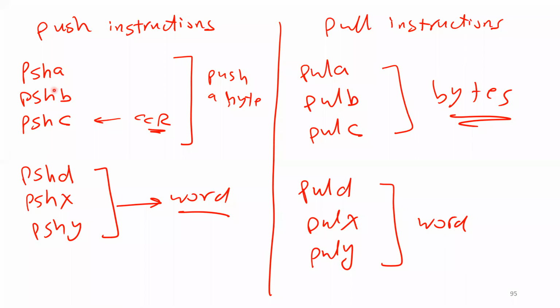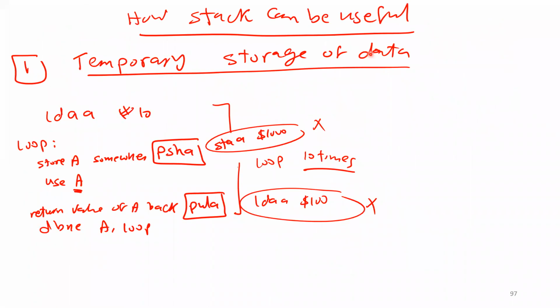Also, I explained this instruction here. We have push A, push B. Push means, as I said last time, guys, you write to the stack. If you want to write something to the stack, use push, right? If you want to read from the stack, use something we call pull, right?